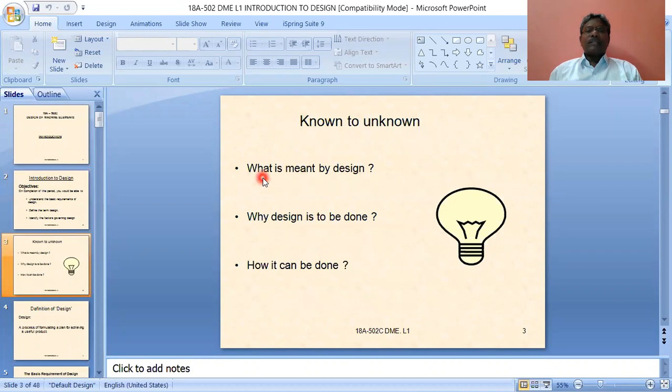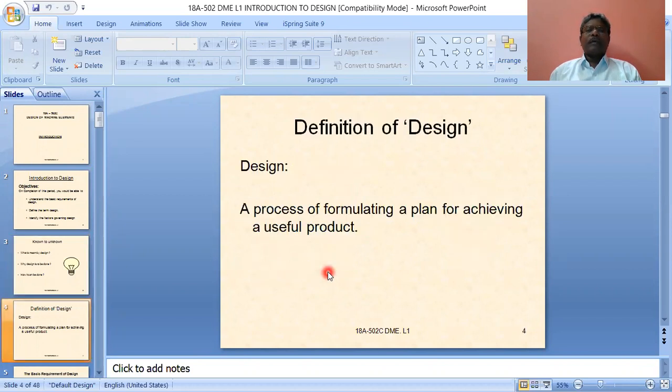Now, here in this case, what is meant by design first of all, and then why design is to be done, how it can be done. Now let us see the definition for design: a process of formulating a plan for achieving a useful product. That means in order to get a new product, we are going to have a plan that is to be formulated. That is called a design.